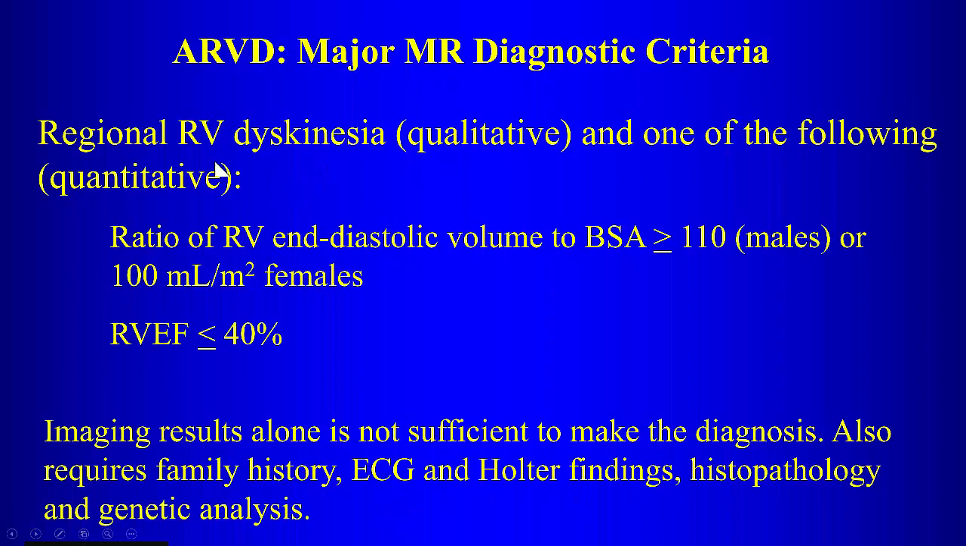What are they? One is qualitative and one is quantitative. The qualitative finding is regional right ventricular dyskinesia, right? So abnormal wall motion of the right ventricle. Then either of these quantitative findings: a ratio of right ventricular end diastolic volume to body surface area greater than 110 in males or 100 in females, or right ventricular ejection fraction less than or equal to 40%. So you look for dyskinesia and some quantitative evaluation of abnormal right ventricular function. All right, so that's what we look for in MR to fulfill major diagnostic criteria.